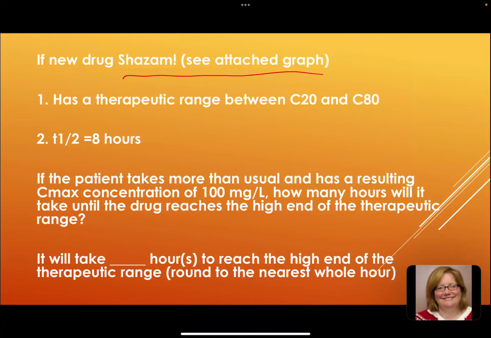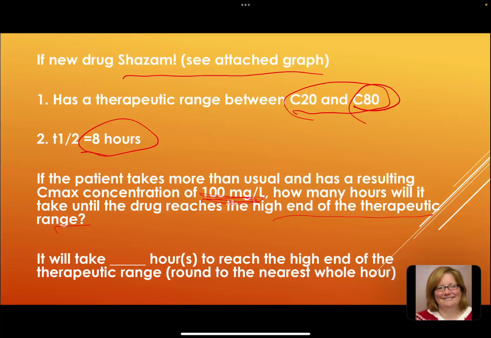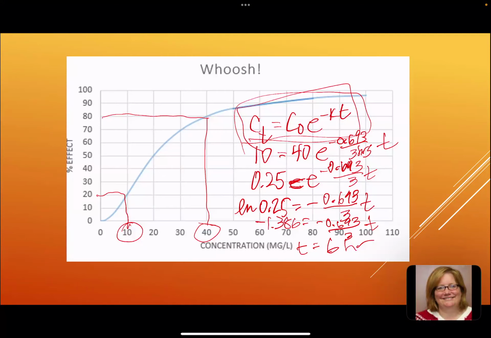If new drug Shazam has a therapeutic range between C20 and C80 and the half-life is 8 hours, if the patient takes more than usual and has a resulting Cmax of 100 milligrams per liter, how many hours will it take until it reaches the high end of the therapeutic range? All right, the high end of the therapeutic range is C80. So C80 is 25. So we want to know when we're going to go from 100 to 50 to 25. Again, it's 2 half-lives, right? So how long is it going to take? 16 hours. And you could figure that out using this same approach too, couldn't you? You would put 100 here and 25 here.